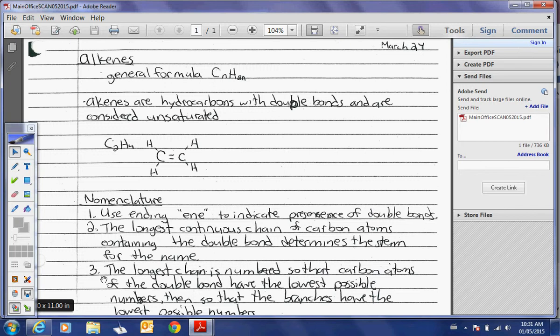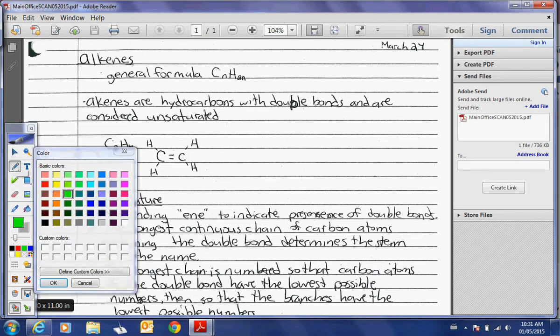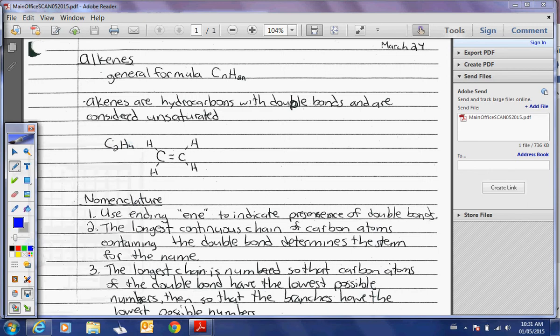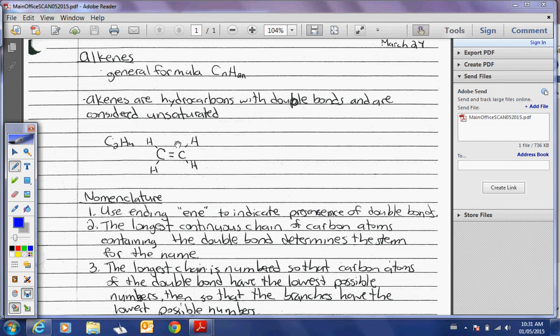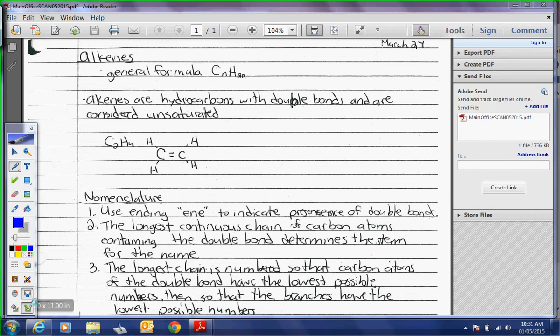So the alkane general formula was CnH2n+2, right? Alkenes have a double bond in them, a carbon-carbon double bond. And so they have the general formula CnH2n, because 2 hydrogens were taken off to make the double bond. So instead of 2n+2, it's now just 2n. Okay? And so by definition, they have a carbon-carbon double bond.